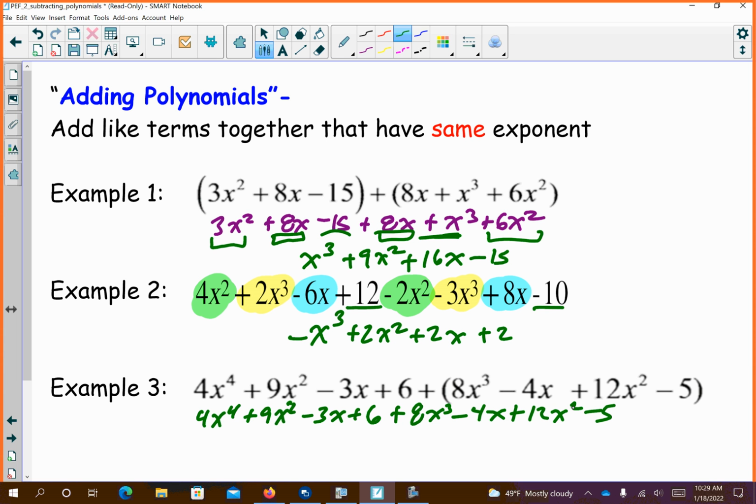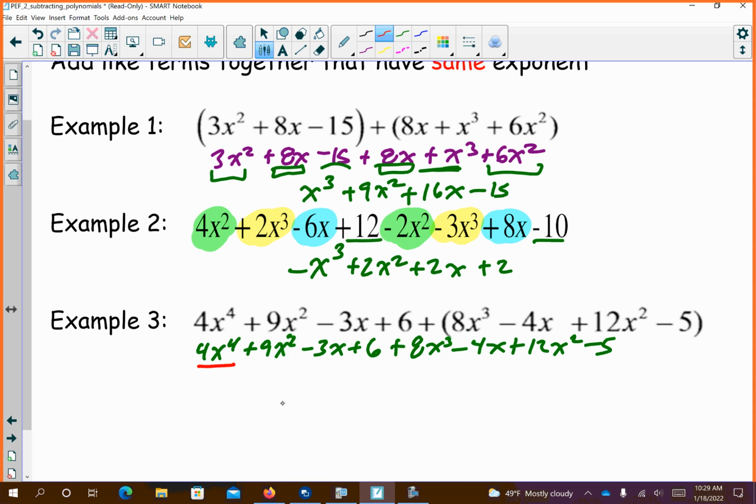Okay. So let's see what we got here. My highest exponent is to the 4th. Do I have any others to the 4th? I don't think so. So now I'm looking for the third. So I have the third here. Do I have any other thirds? I don't think I do. And then I'm looking for squareds. So that's squared and that's squared.